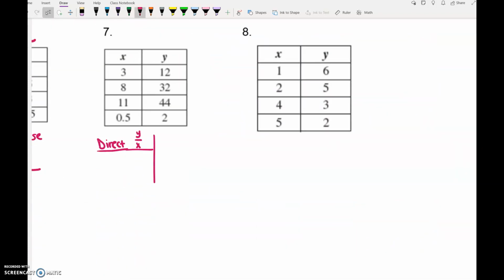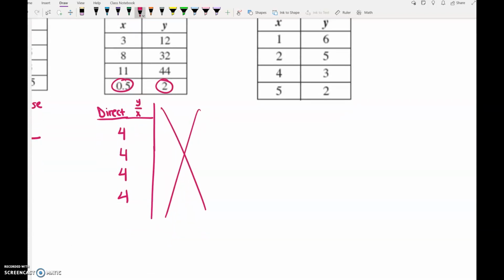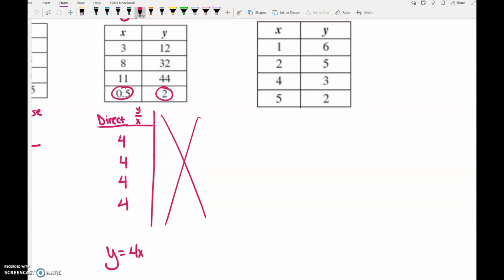So in number 7, I do 12 divided by 3, I get 4. Then I do 32 divided by 8. What's 32 divided by 8? 4. It's looking like this might be direct variation. 44 divided by 11 is 4. And 2 divided by 0.5 is 4. There's no need to check for inverse variation because we just found that it is direct variation. So number 7 is direct. If you wanted to, you could say y equals 4x because that's a direct variation equation with a K value of 4.